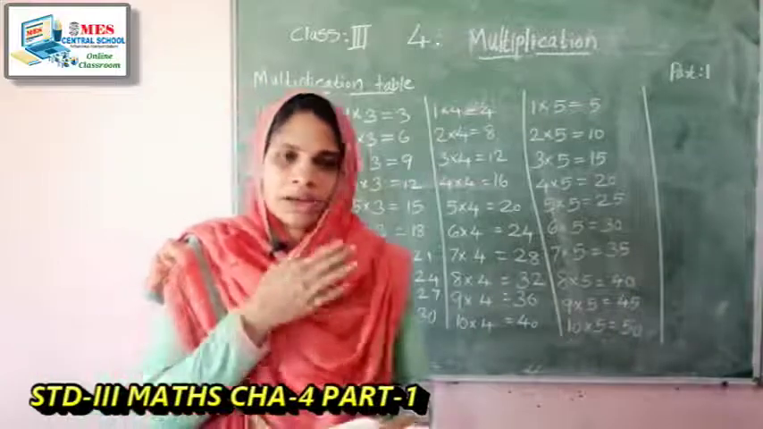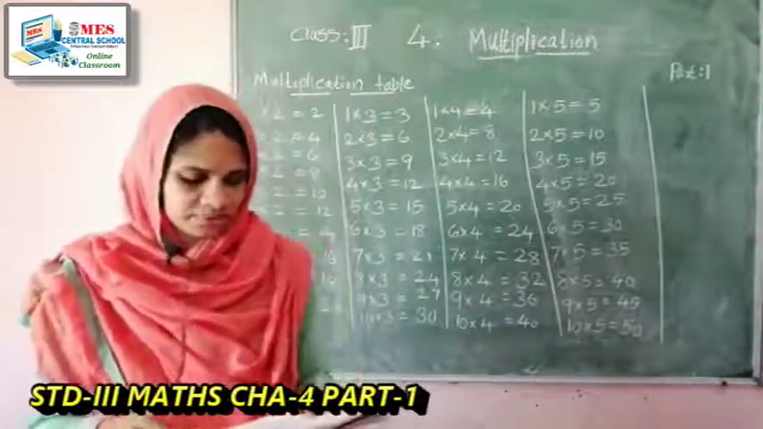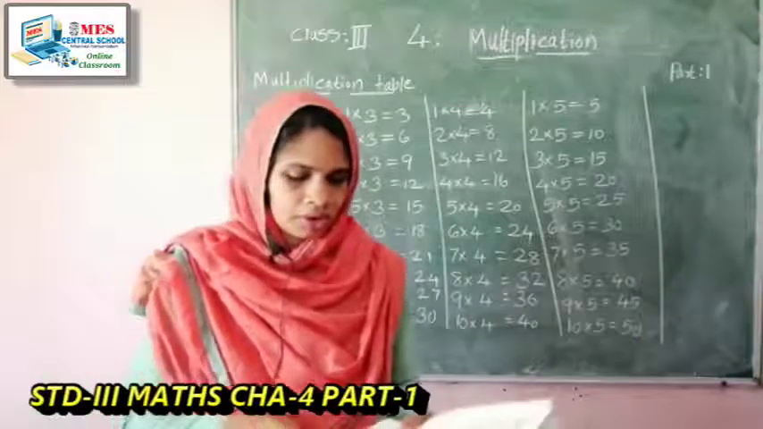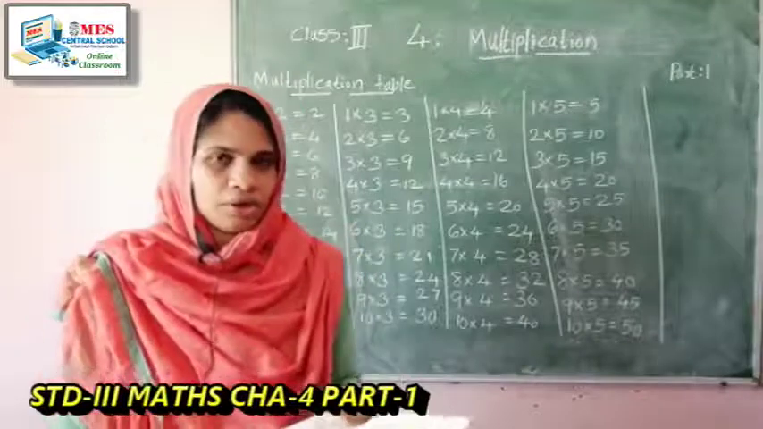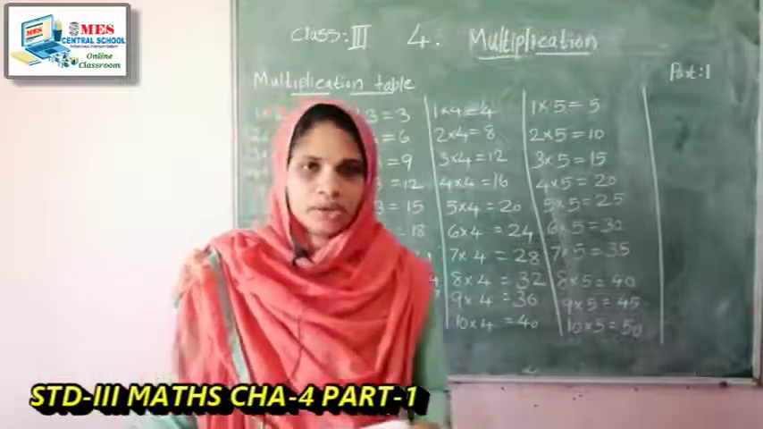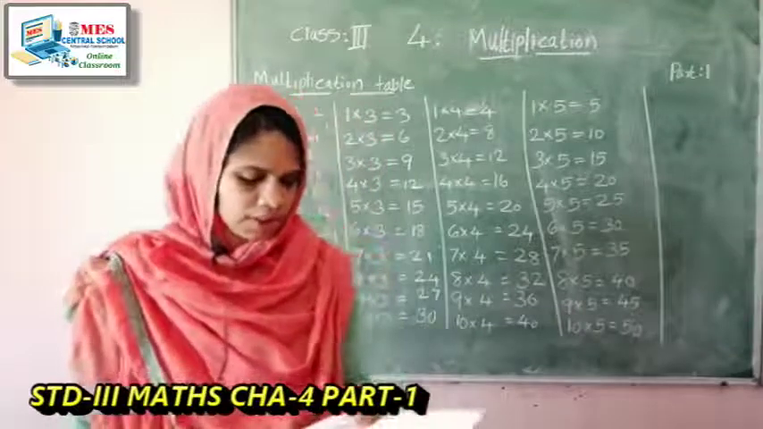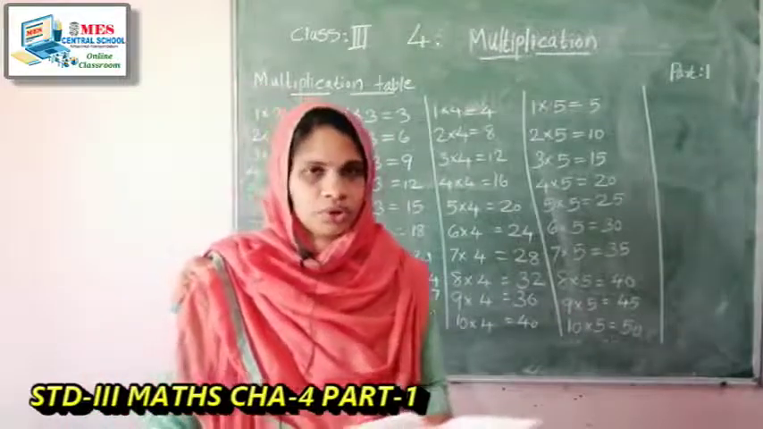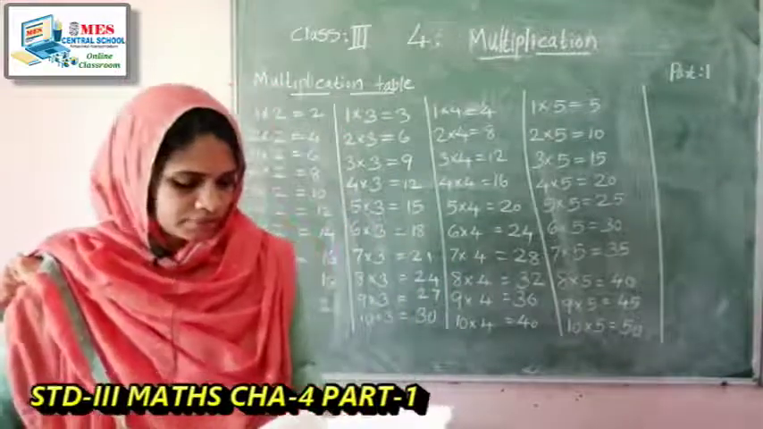Next is multiplication facts. There are mental maths questions. 11 into which number is the product 11? Yes, 11 into 1 is 11. Next, dash into 1 is equal to 21. 21 into 1 is equal to 21.